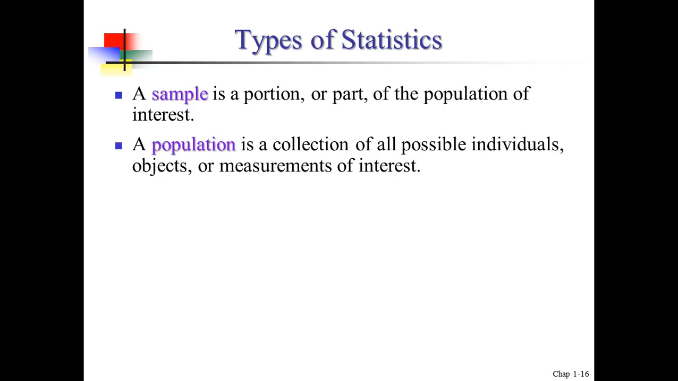Next, types of statistics again, but next is about dataset: a sample and a population. I can say a sample dataset or a population dataset. A sample dataset is a portion, a part of the population of interest. A population is a collective of all possible individuals, objects, or measurements of interest.